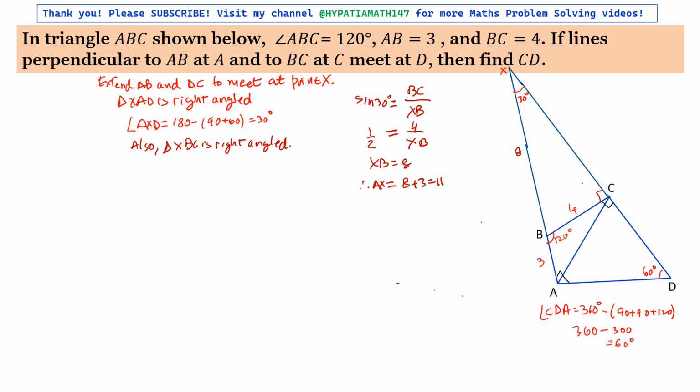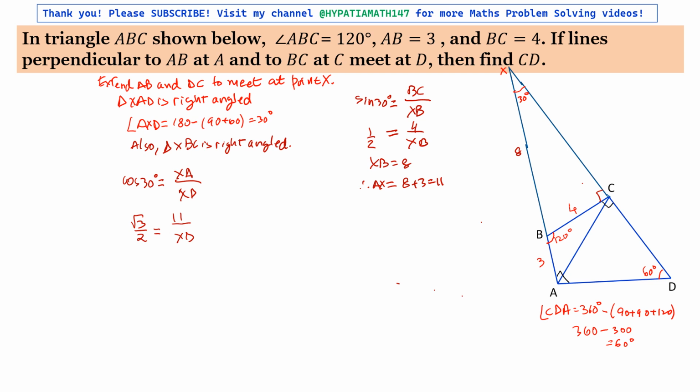I can then find XD straight away. I'd have to apply cos of 30 degrees, because sine I can't do since it's the adjacent now. So cos 30 equals XA out of XD. And now cos of 30 degrees is root 3 out of 2, and XA is 11 out of XD.